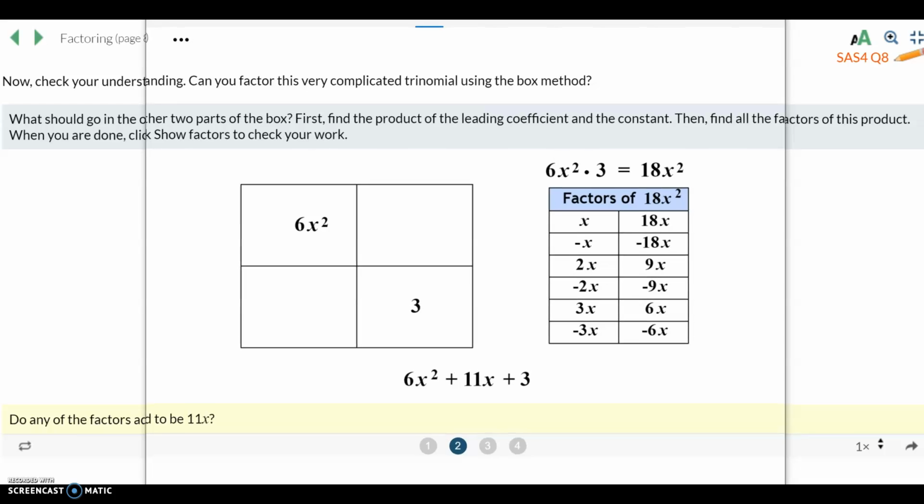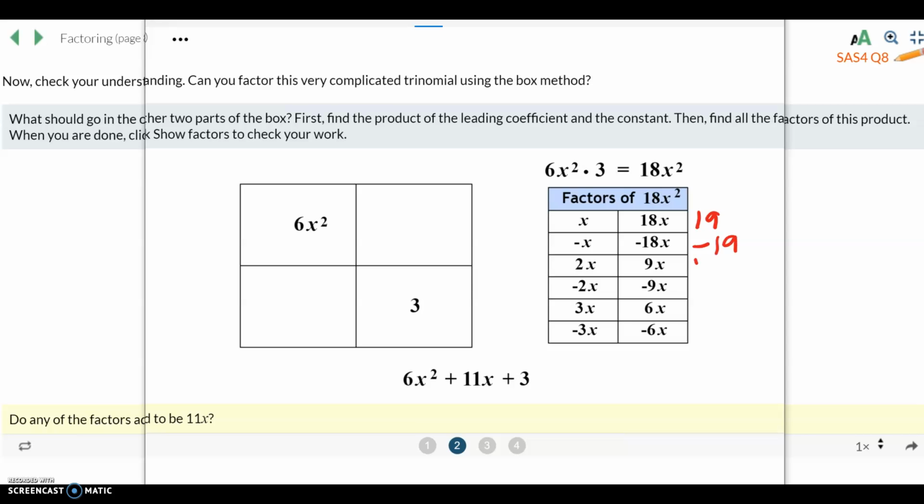So we're looking at this right here. We have 18 and 1. Do they add? This equals 19. We have negative 18 and negative 1, so that equals negative 19. We have 9 and 2. That equals 11. We have negative 9 and negative 2, so that equals negative 11.